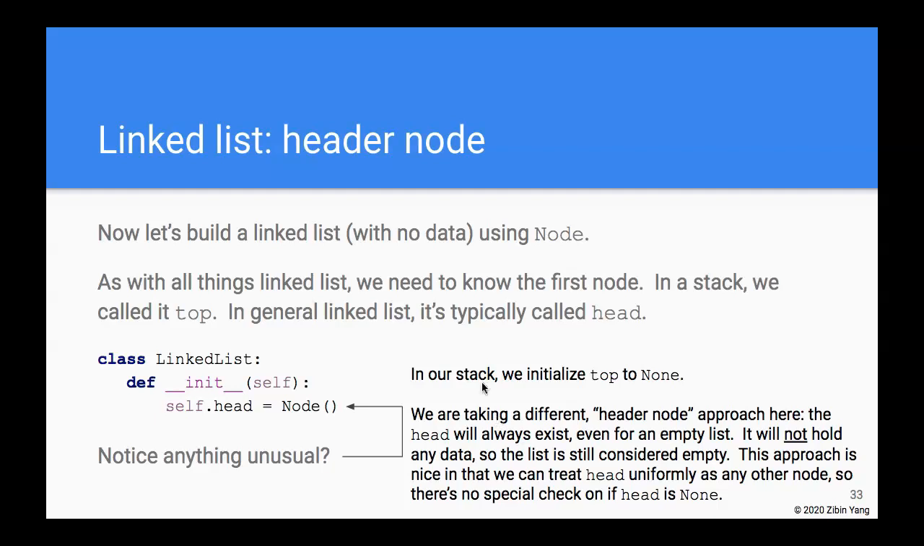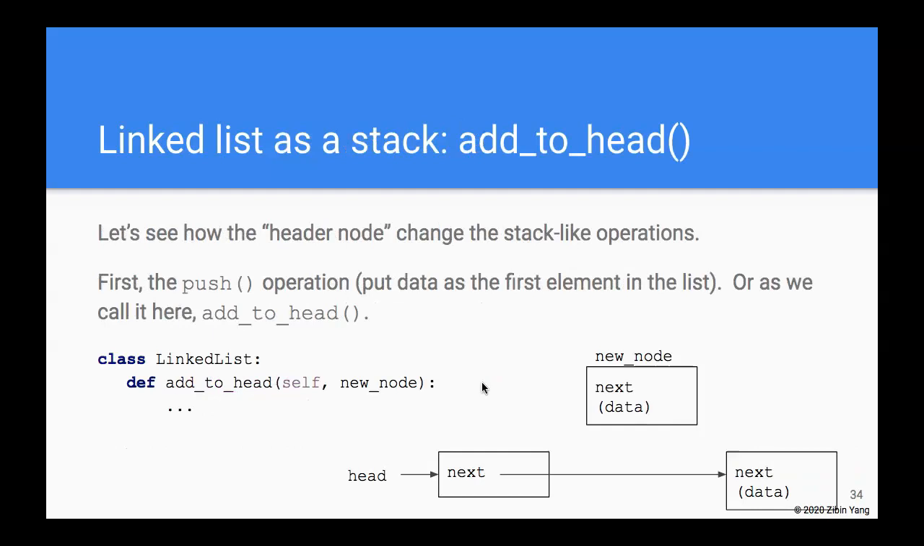So let's see how this header node actually changes things. To do that, we'll return to our familiar stack behavior, because as we've seen before, a linked list can be used as a stack with the right operations. So a stack supports push. That's the first operation we implemented. We're not going to call it push here. We're just going to call that operation add to head.